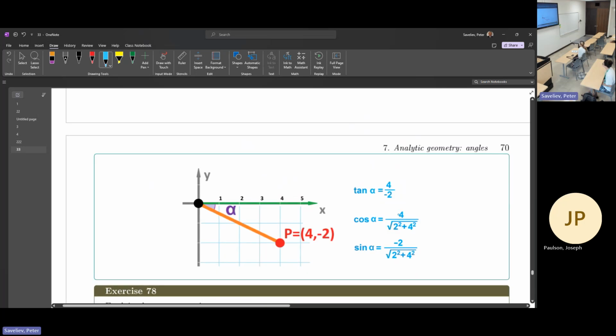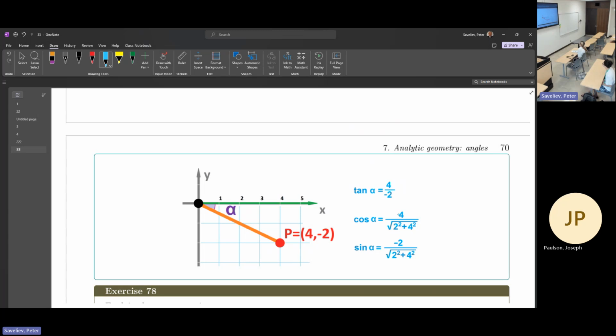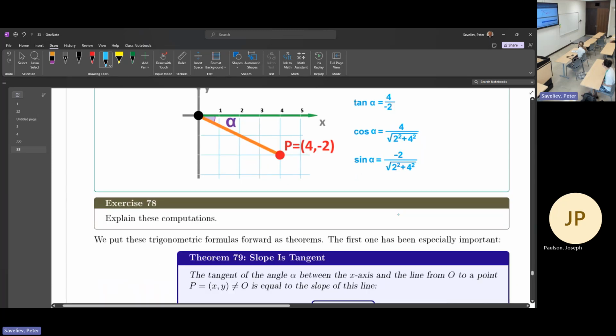Okay, so once again, as you can see, things change a little. If our point lies below the x-axis, then the computation is different, and the angle is different, even though it might look exactly the same, but actually it is negative. So it's going to be algebra.